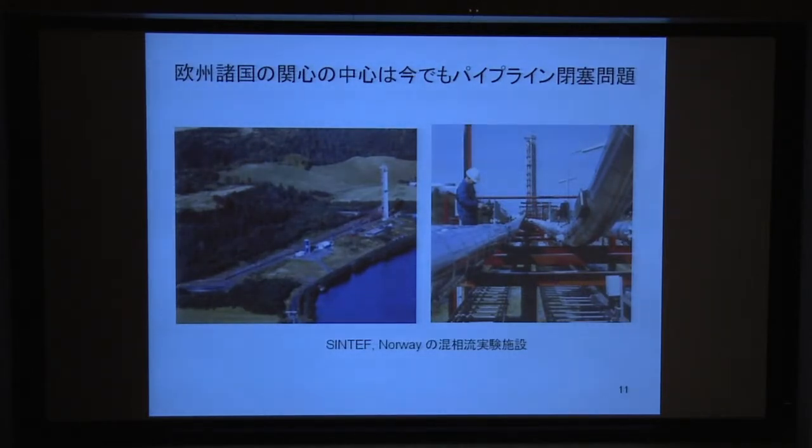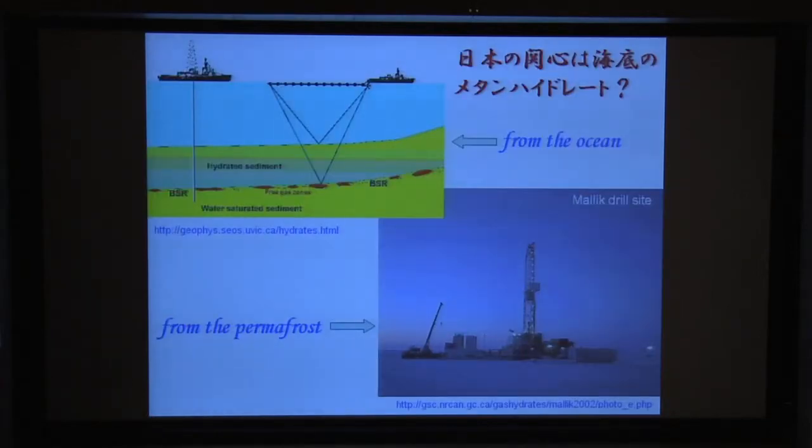However, even now, in Europe and the US, the main activity related to hydrate is how they can tackle the blocking obstruction of the pipeline. And this photograph shows the multi-phase flow in the experimental facilities. But starting from 1934, there has been an issue of natural gas pipeline blocking because of the hydrate. So how we can resolve or avoid it has been studied so far.